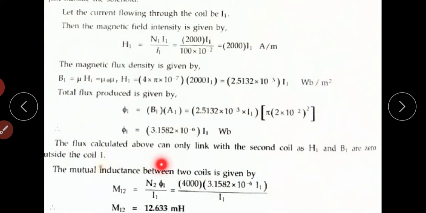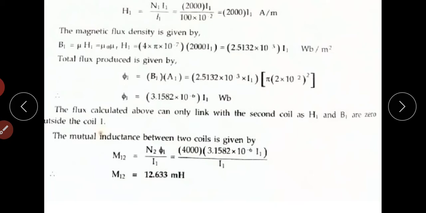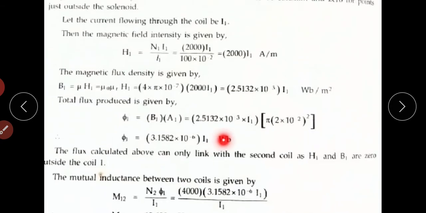Next, the mutual inductance between the two coils is given by M12 equals N2 into phi 1 by I1: the second coil's number of turns into the first coil's magnetic flux, divided by the first coil's current. That is the mutual inductance. Substitute these values: N2 equals 4000, phi 1 equals 3.152 into 10 to the power of minus 6 into I1, divided by I1. Finally, the mutual inductance equals 12.633 millihenries.